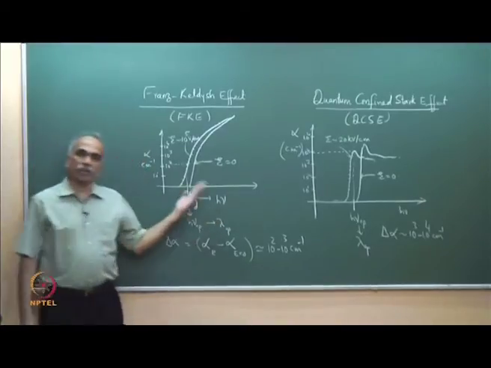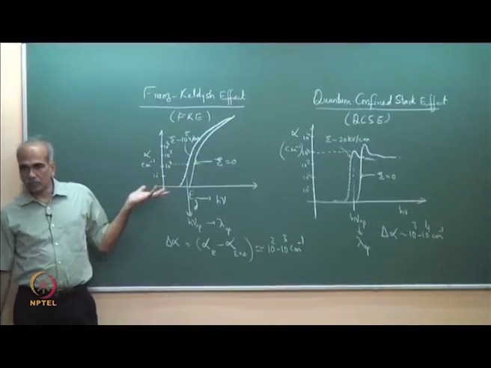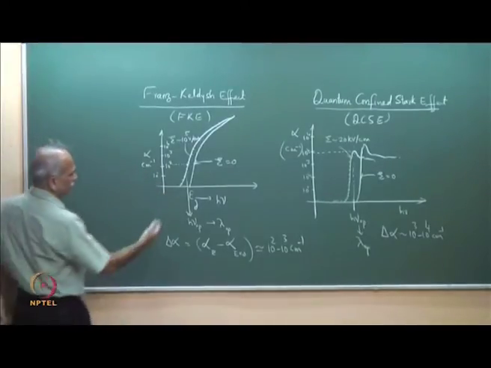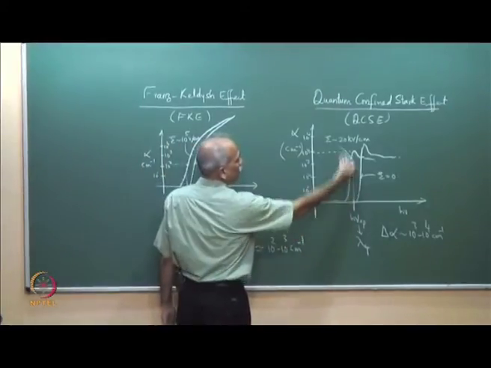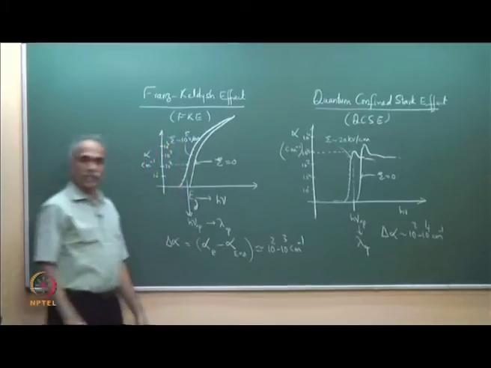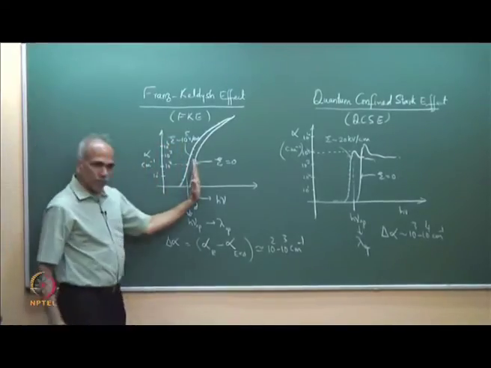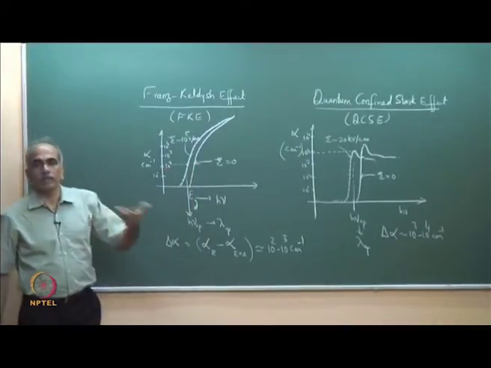Otherwise, both of them refer to a redshift of the absorption edge of a semiconductor. Absorption edge refers to the wavelength or the energy where the absorption coefficient suddenly starts shooting down. That is the absorption edge. So, redshift means shifting to lower energies or shifting to higher wavelengths.